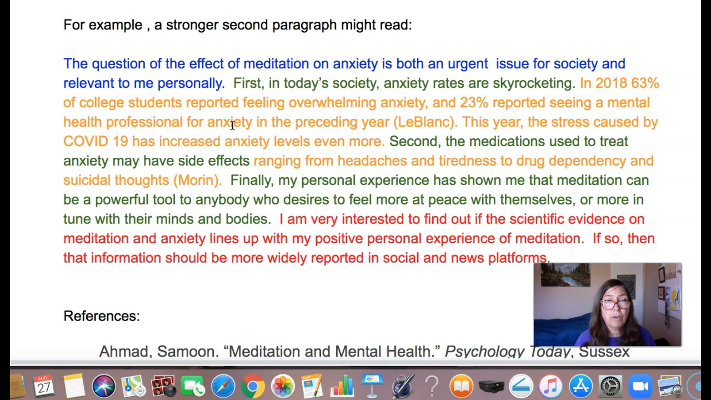This year, the stress caused by COVID-19 has increased anxiety levels even more. Second, the medications used to treat anxiety may have side effects, ranging from headaches and tiredness to drug dependency and suicidal thoughts. Warren. Finally, my personal experience has shown me that meditation can be a powerful tool to anybody who desires to feel more at peace with themselves or more in tune with their minds and bodies. I am very interested to find out if the scientific evidence on meditation and anxiety lines up with my positive personal experience of meditation. If so, then that information should be more widely reported in social and news platforms.